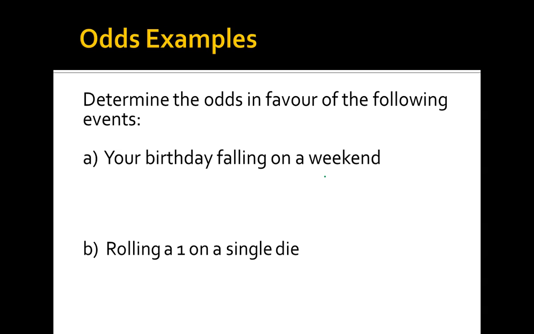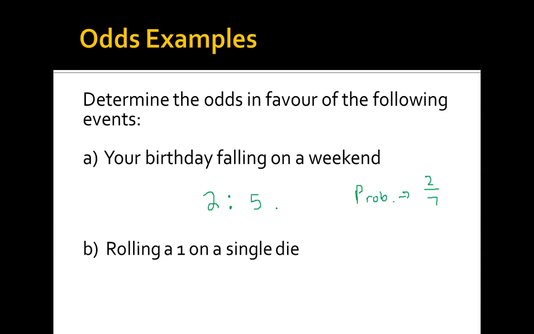So your birthday falling on a weekend. We have to think, well, how many successful outcomes are there here? Well, there's 2 days on the weekend, Saturday and Sunday. And we've got to be careful. It wouldn't be 2 to 7. Remember, it's the number of favorable outcomes to the number of unfavorable outcomes. The number of days that aren't a weekend are the weekdays, Monday through Friday, so they're 5 days. The odds of our birthday falling on a weekend would be 2 to 5. The probability would be 2 out of 7 of days, but the odds would be 2 to 5.